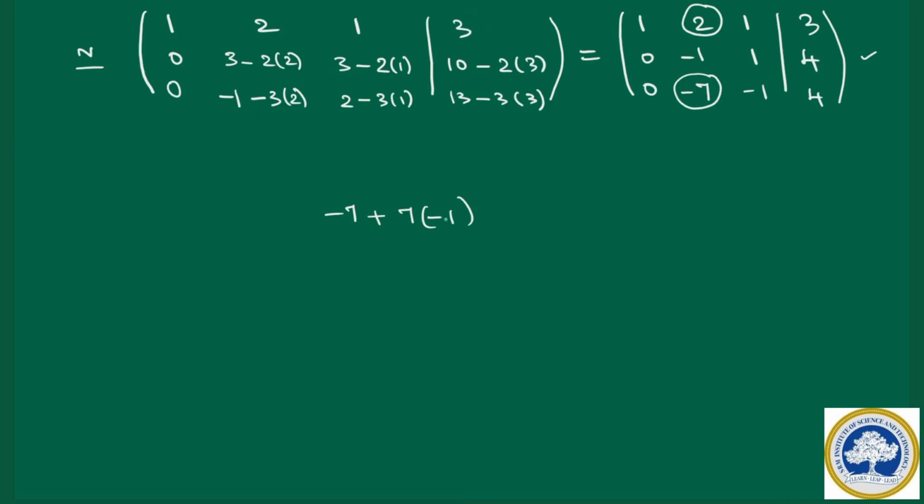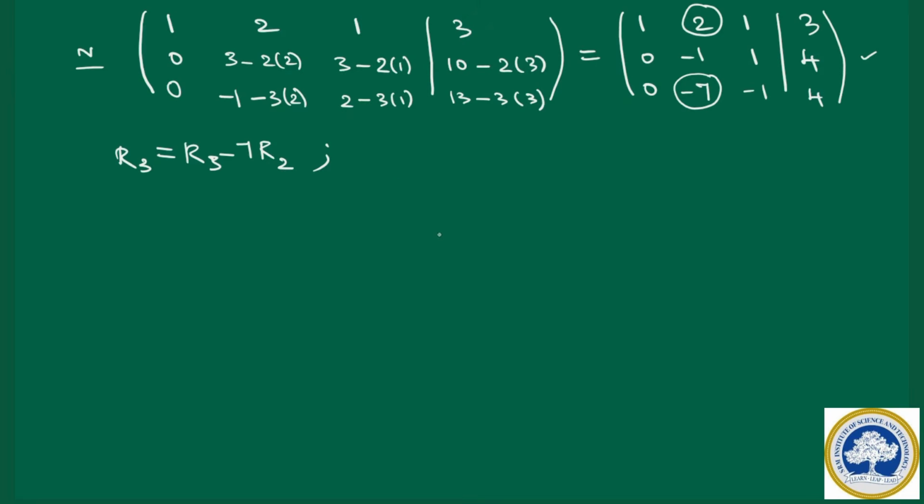So R2 is minus 1. So here minus 7 won't give you 0. So this should be minus here. So the formula will be, this is what? R3 minus 7 into this is R2. So this will be the formula to convert minus 7 as 0. So R3 should be replaced as R3 minus 7 R2.